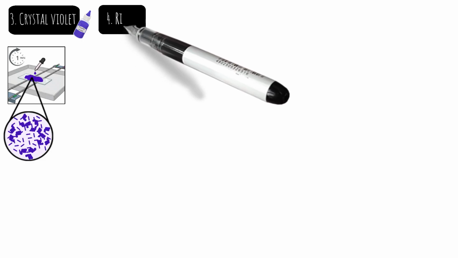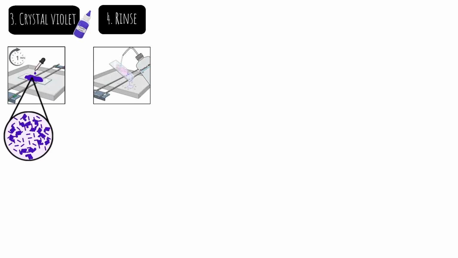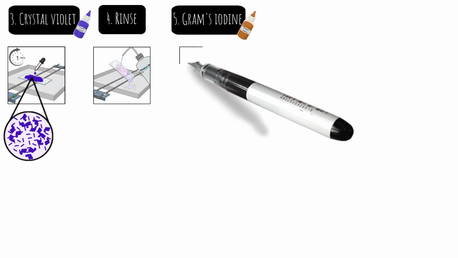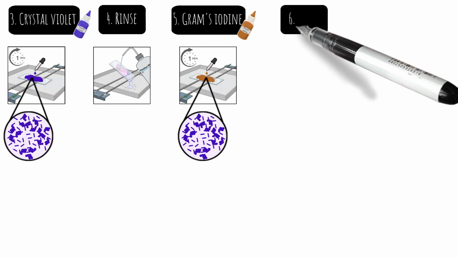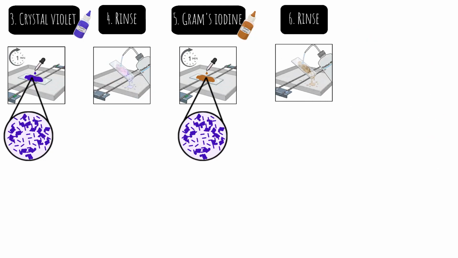Step 4. Rinse with distilled water. Tilt the slide and gently rinse off the crystal violet with distilled water. Be careful not to disturb the smear. Step 5. Apply the mordant, iodine. Flood the slide with Gram's iodine and leave it for 1 minute. The iodine forms a complex with crystal violet inside the cells, setting the stain. Both cell types remain purple. Step 6. Rinse with distilled water. Rinse off the iodine gently with distilled water.